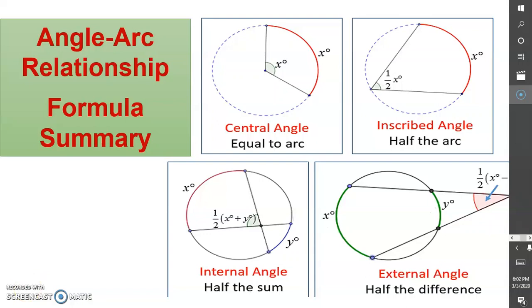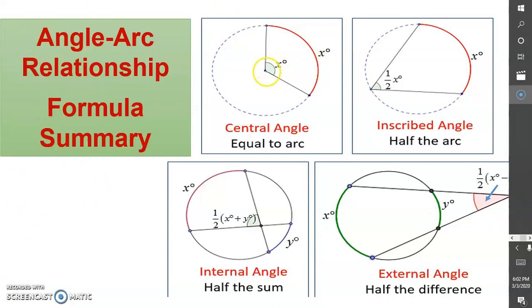Continue with review of circles. There's a lot of information in this chapter that we need to talk about, so be patient. And so again, remember the circles.